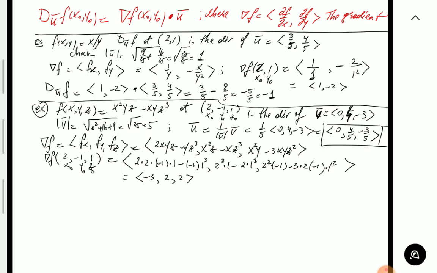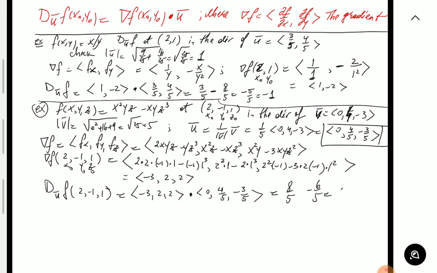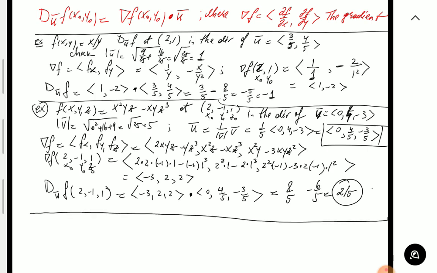So finally, the directional derivative at the point (2, -1, 1) will be the dot product between this vector, the gradient, and the unit vector u. So -3 times 0, plus 8/5, minus 6/5, that makes it 2/5. All right. So that is the computational aspect of the directional derivative.